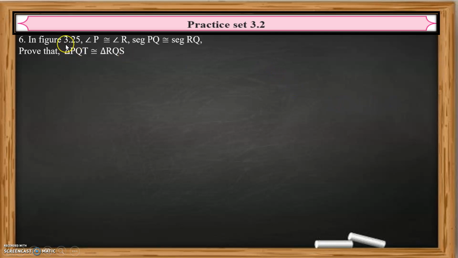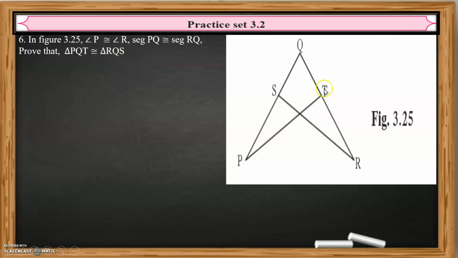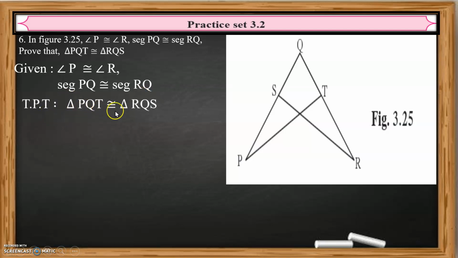In figure 3.25, angle P is congruent to angle R, segment PQ is congruent to segment RQ. Prove that triangle PQT is congruent to triangle RQS. Let's have the figure. This is the figure in which these parts are given, that is angle P congruent to angle R and segment PQ congruent to segment RQ. What do we have to prove? That triangle PQT is congruent to triangle RQS. So let us start with the proof, children.